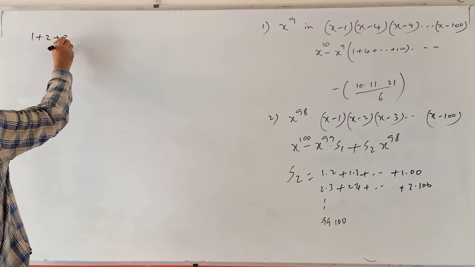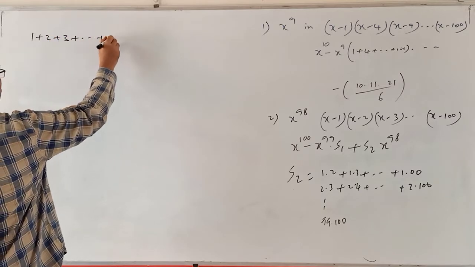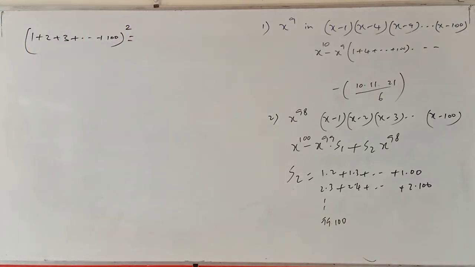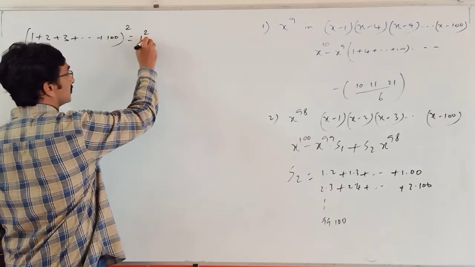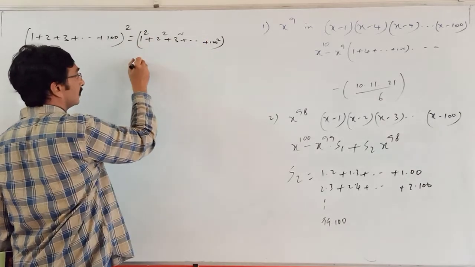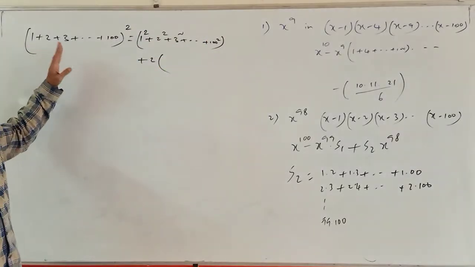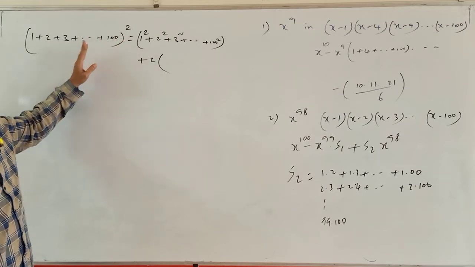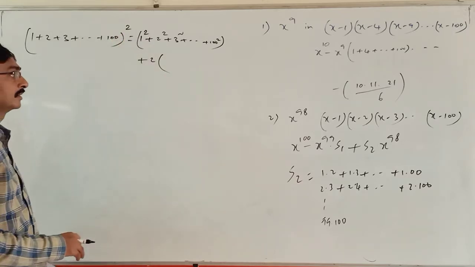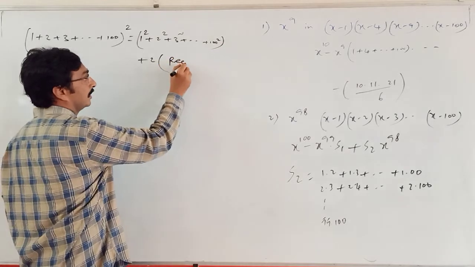Using the formula, (1 plus 2 plus 3 plus and so on 100) whole square equals 1 square plus 2 square plus 3 square plus and so on 100 square, plus 2 times of (1 into 2 plus 1 into 3 plus 1 into 4 and so on 1 into 100, plus 2 into 3 plus 2 into 4 and so on plus 2 into 100, and so on plus 99 into 100), and that is the required, plus 2 times of required.